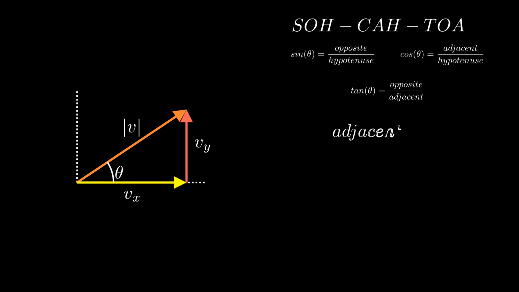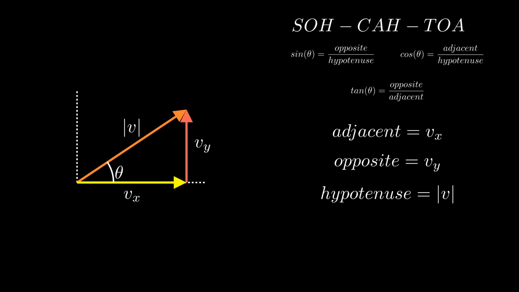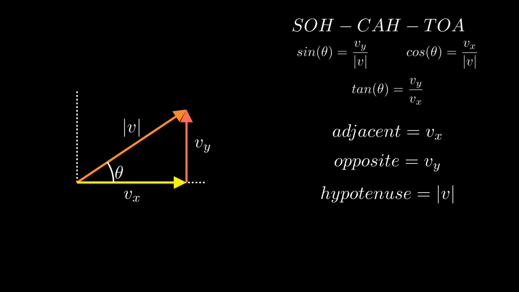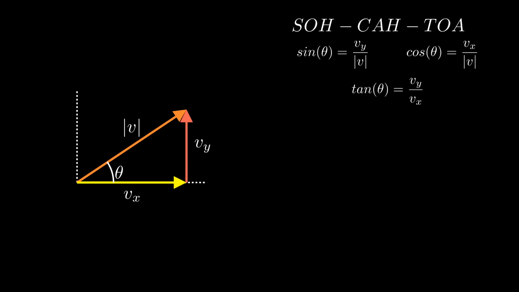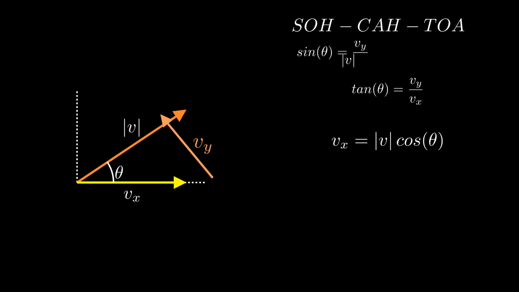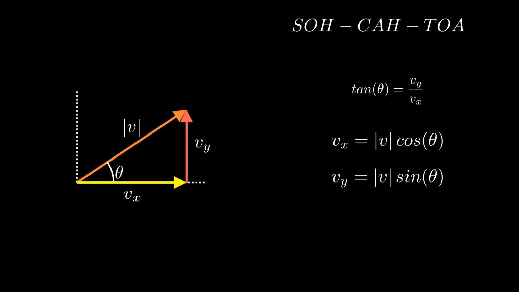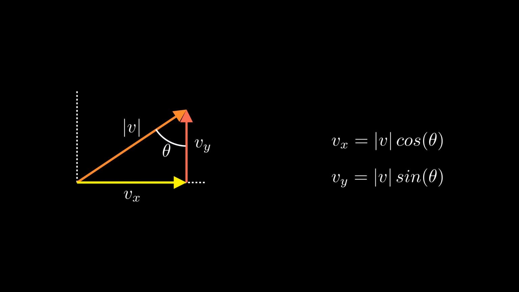Where the adjacent side is the horizontal component, the opposite side is the vertical component, and the hypotenuse is the magnitude of our vector, which makes our trigonometric relationships look like this. So, to find the horizontal component, we just multiply the magnitude times the cosine of the angle, and the vertical component is found by multiplying the magnitude times the sine of the angle. If we know the angle the vector makes with the vertical, the sine and cosines are simply switched.